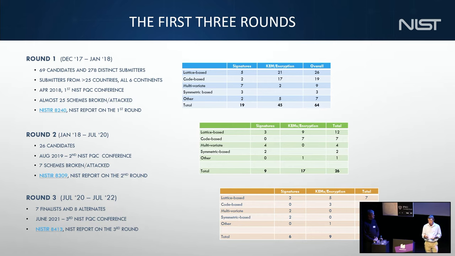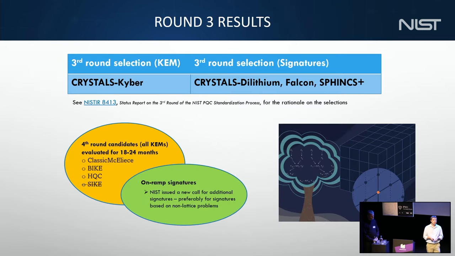The third round lasted about 2 years, and finally, in the summer of 2022, we were happy to reach that milestone where we announced the algorithms that we would be standardizing. And hopefully you've all heard of these algorithms already. We selected one KEM, Crystals-Kyber, and then 3 digital signature algorithms as the first algorithms that we'd be standardizing for protection against these quantum attacks. We have a nice report, NISTIR 8413, that if you want more of the details, why did we choose Kyber and not Saber or NTRU, you can go to that report, you can see the reasons for the selections there.